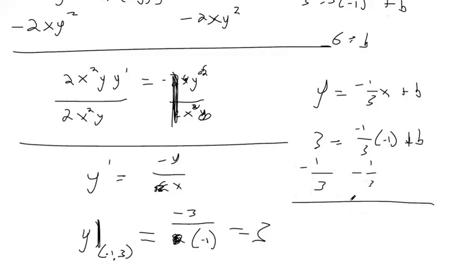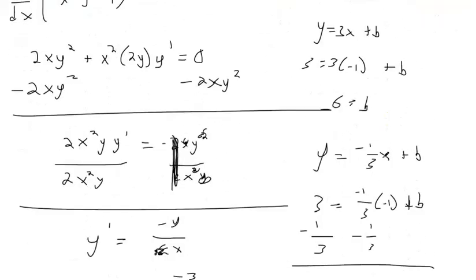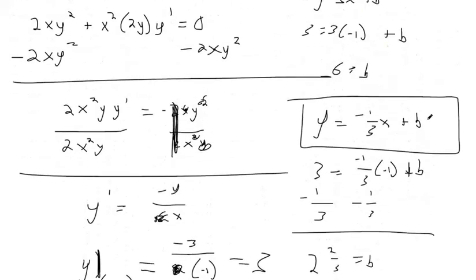So if you had 3, you took a third away from it, then you have 2 whole parts left and 2/3 up here. Or in other words, as an improper fraction, 3 times 2 is 6, 6 plus 2 is 8/3. Okay, so the final equation for the normal line is y equals negative 1/3 x plus 8/3.